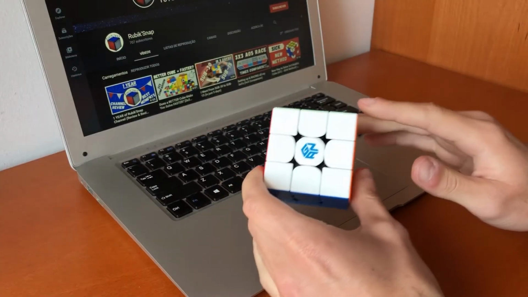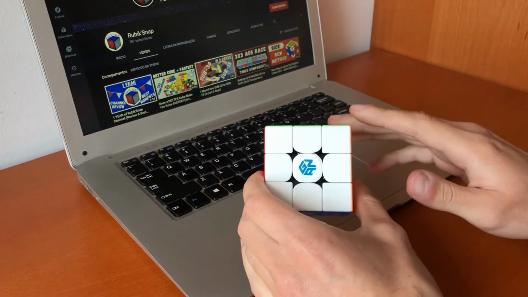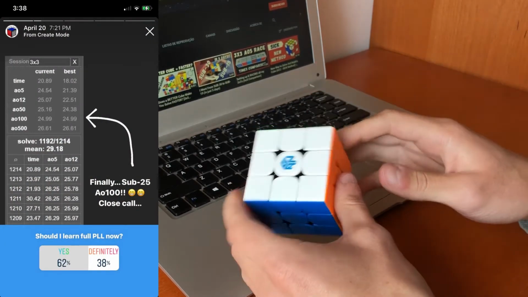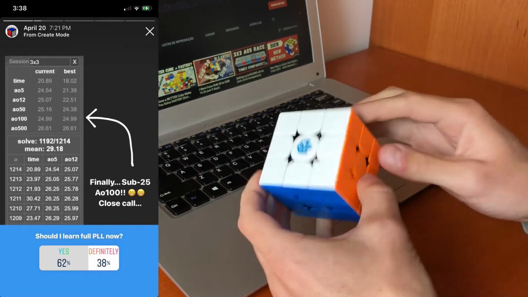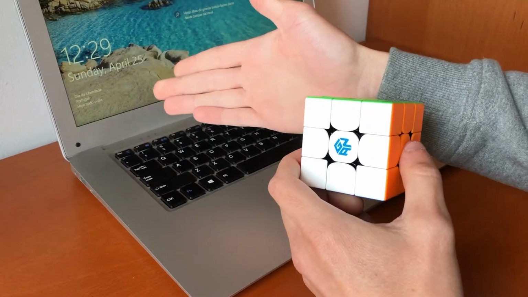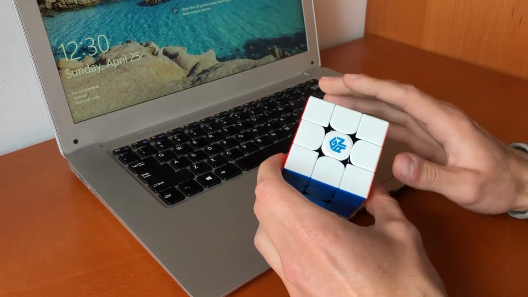So I recently just did my first sub 25 average of 100 solves, and I posted it on my Instagram, and you guys said that I should learn PLL, full PLL, so here it is. Right now it's already half past midday, so I lost all the morning. Let's see if I can do it.